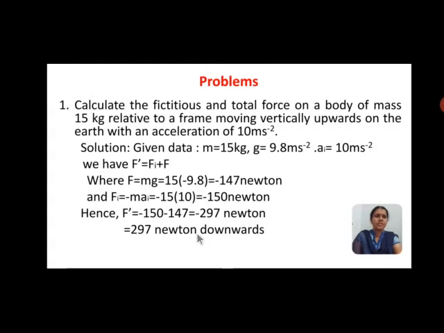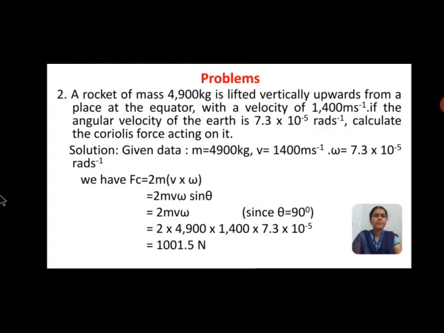Next we will move to another problem. Second problem, a rocket of mass 4900 kg is lifted vertically upwards from a place at the equator with a velocity of 1400 meter per second. If the angular velocity of the earth is 7.3 into 10 to the power of minus 5 radian per second, calculate the Coriolis force acting on it.